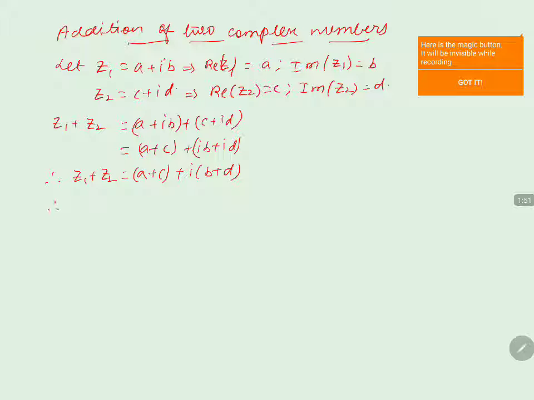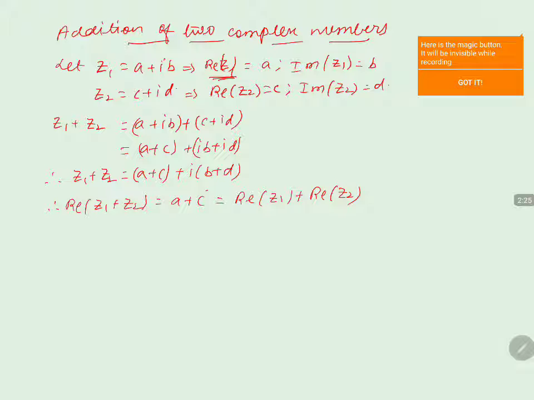Now we will take the real part of Z1 plus Z2. The real part of Z1 plus Z2 is A plus C, and we know that A is nothing but the real part of Z1. So in place of A we can write the real part of Z1, and in place of C we can write the real part of Z2. So we can say that the real part of Z1 plus Z2 equals A plus C, which equals the real part of Z1 plus the real part of Z2.